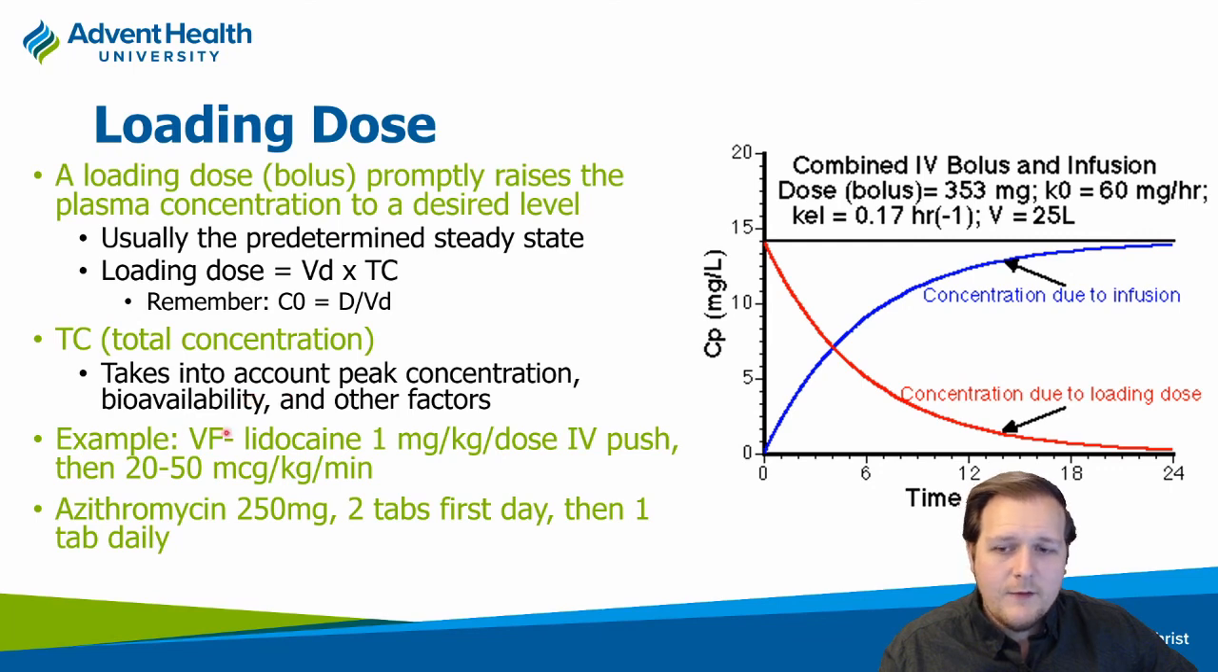So in the example of VFib, here's one called lidocaine, which is a local anesthetic, but it's also an antiarrhythmic. We do a 1 milligram per kilo dose IV push as the bolus, as the loading dose, and then you follow it up with a continuous infusion, 20 to 50 mics per kilo per minute. That keeps us at steady state.